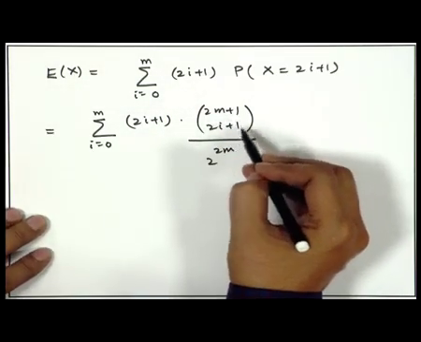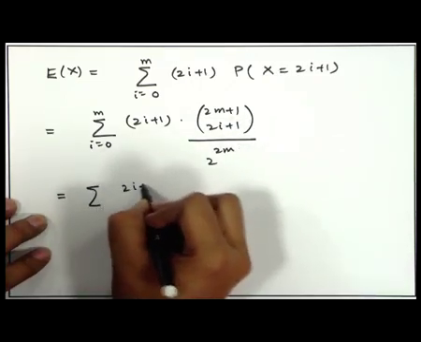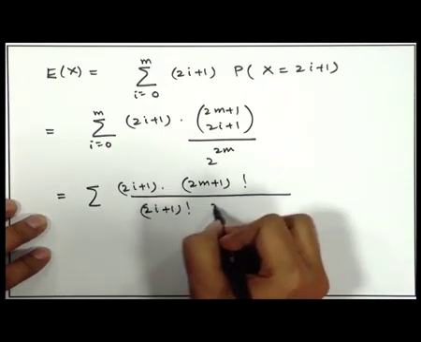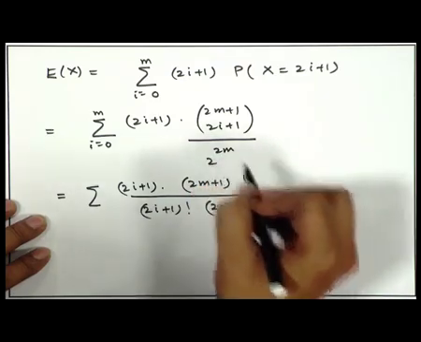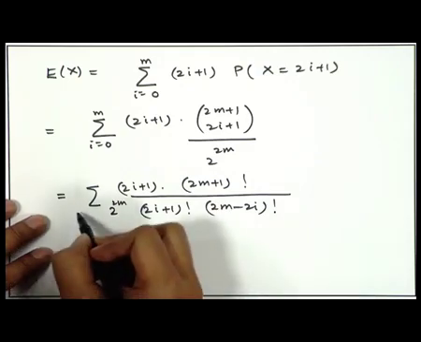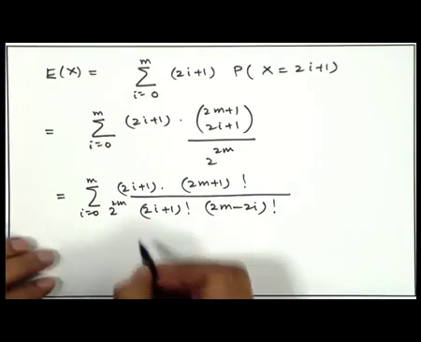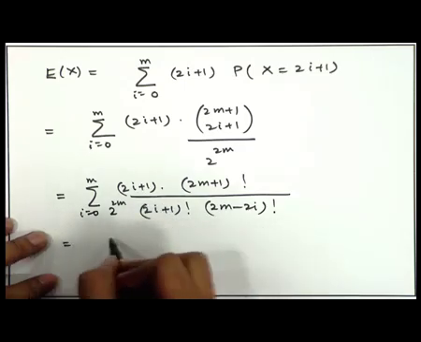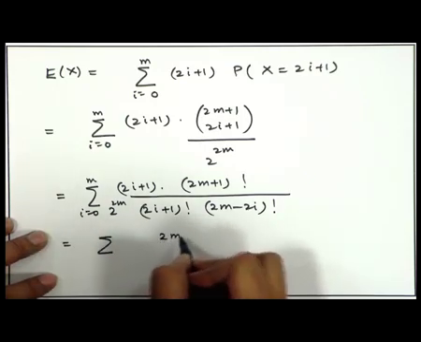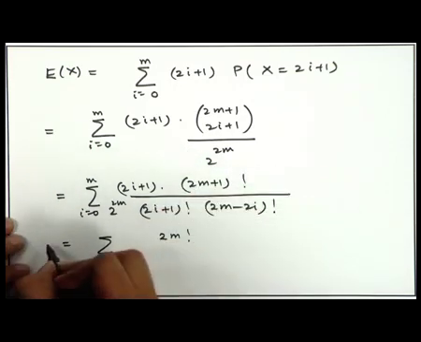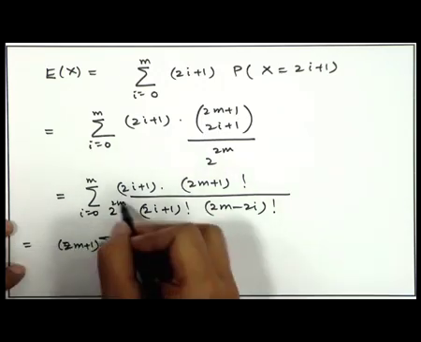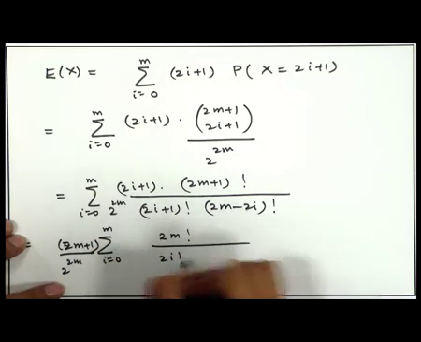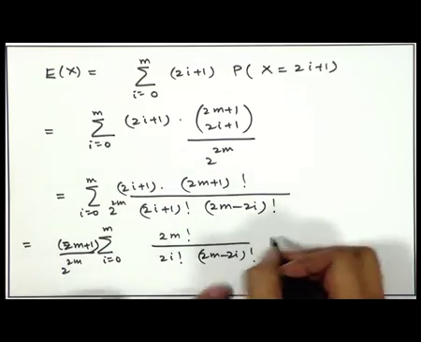Now, this combination term we will expand. So, this becomes sigma (2i plus 1) times (2m plus 1) factorial divided by (2i plus 1) factorial and (2m minus 2i) factorial, and then this 2 to the power 2m will be there, i equal to 0 to m. Now, in the denominator we are having 2i plus 1 factorial, so one of the 2i plus 1 will cancel out. So, we get 2m factorial, and 2m plus 1 I take outside. So, 2m plus 1 divided by 2 to the power 2m. This term does not involve i, so we can take it out of the summation sign, divided by 2i factorial and (2m minus 2i) factorial.